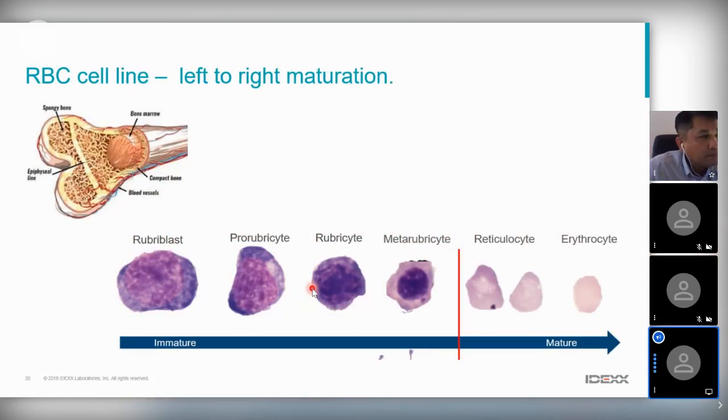So this is what happens inside the bone marrow cavity. In the bones, these are the cells' progression cycle. Cells start developing from the most immature cell, rubriblasts, and then it matures into rubricytes, and then metarubricytes. All these cells are maturing till this red line here, inside the bone marrow cavity. But the reticulocytes and erythrocytes come into the circulation, and erythrocytes are the most matured red blood cells.